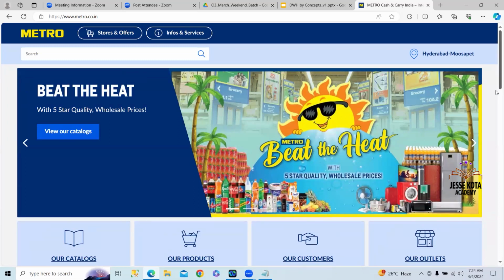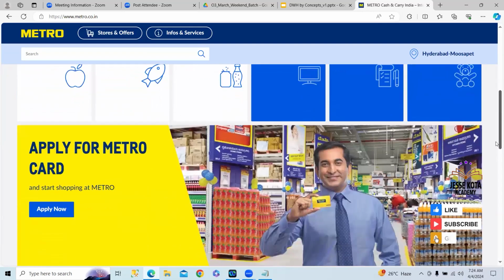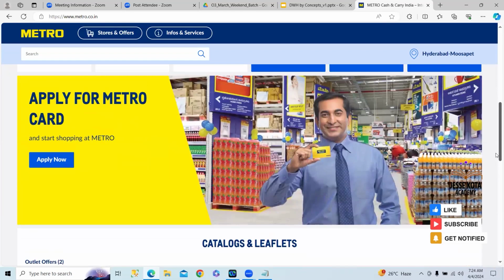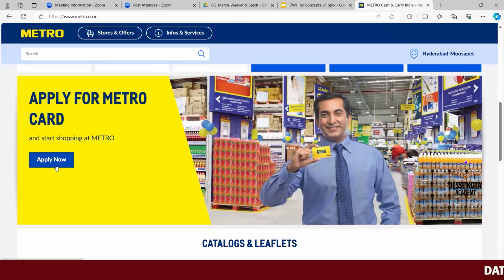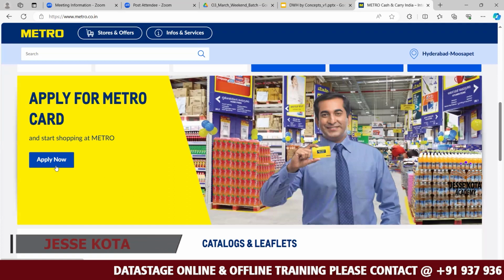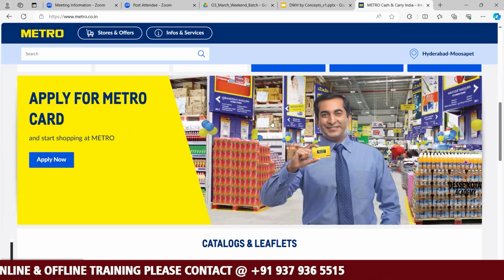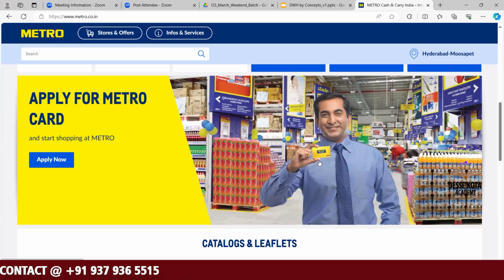Normal people without a card won't be allowed inside the store. So you have to apply for the card if you don't have one. We need a government registration for your shop, like a labor license, MSME certificate, or GST registration, which is mandatory, and your ID proof. With that, they will give this card. You can see the card here, the person is holding the card. Once you have the card, you can walk through the store.